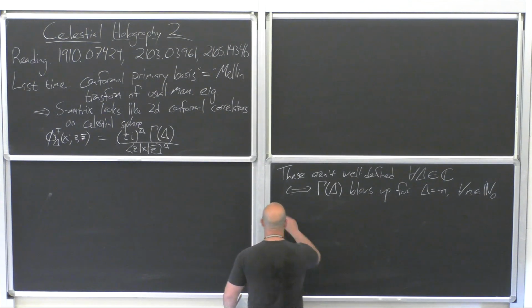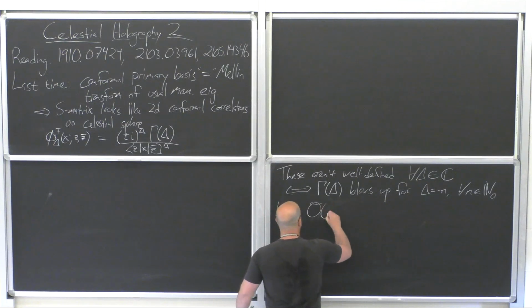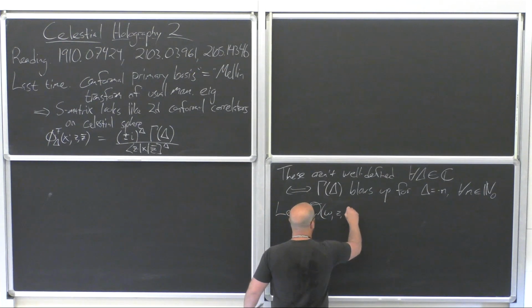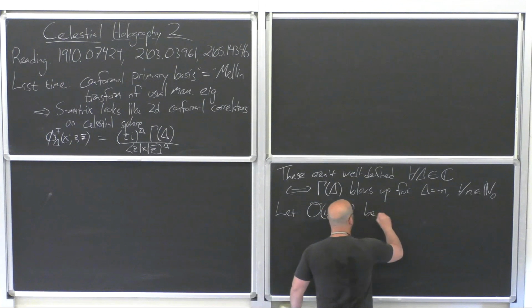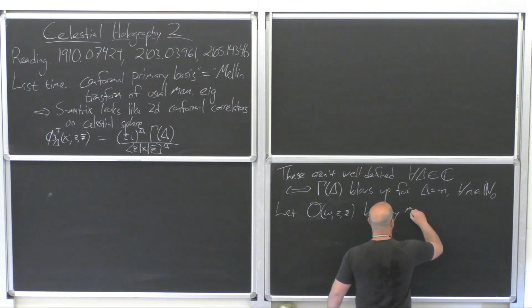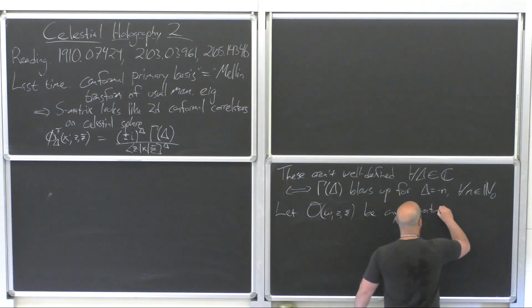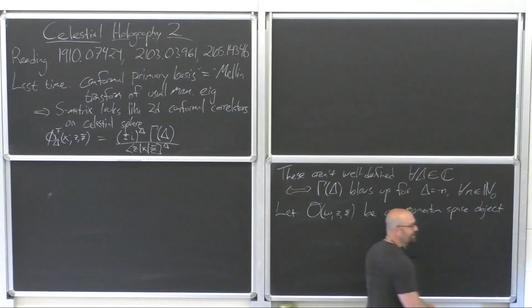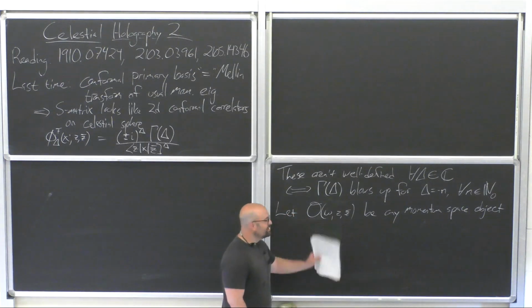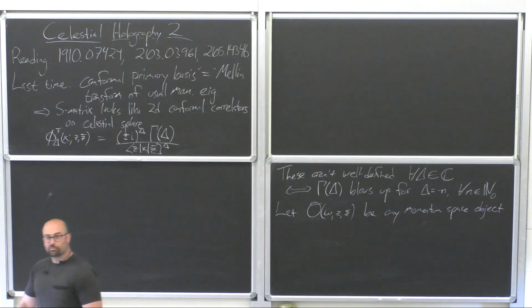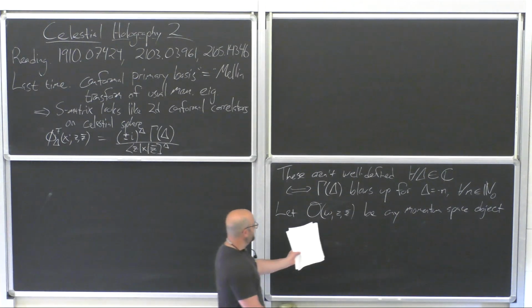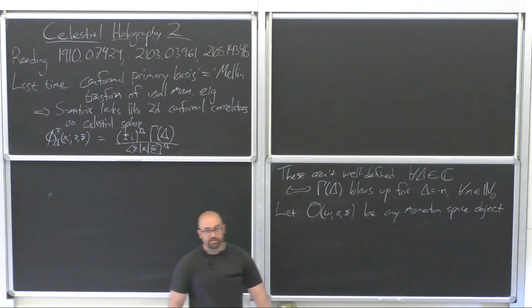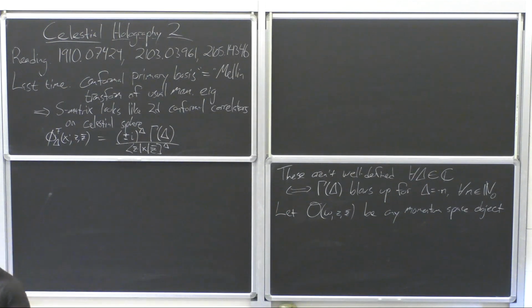So let O of omega, z, z bar be any momentum space quantity. So I'm being deliberately vague about this. If you want something concrete, imagine that this is some momentum space scattering amplitude where I've, say, done the Mellin transform in all but one of the external particles. There's only one left in momentum space, and that's got frequency omega and position z bar on the celestial sphere.